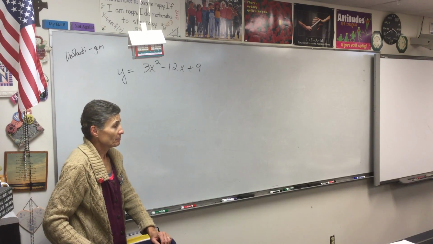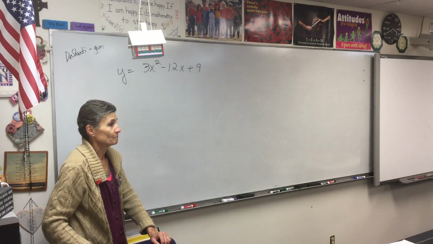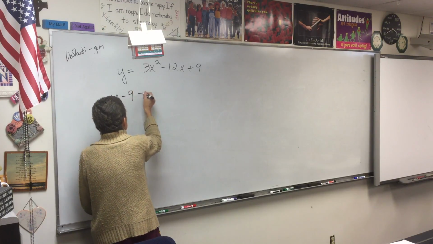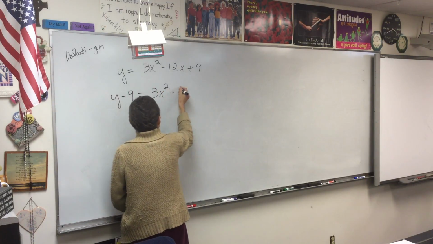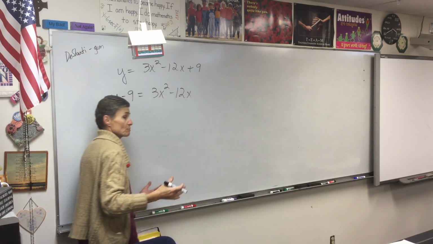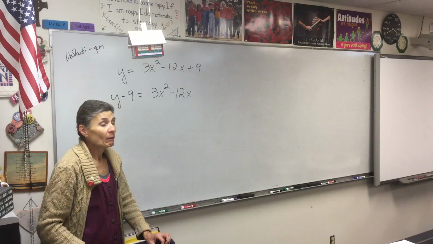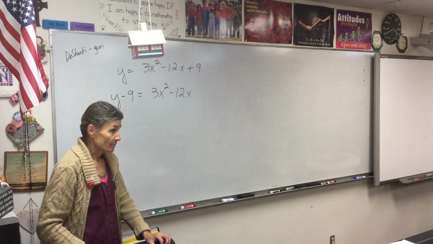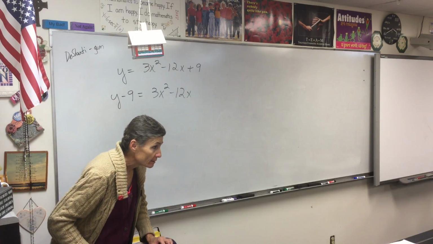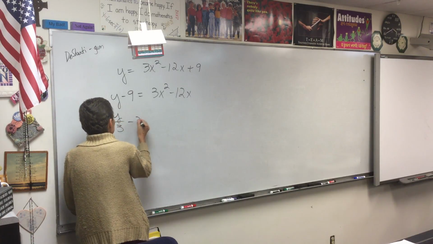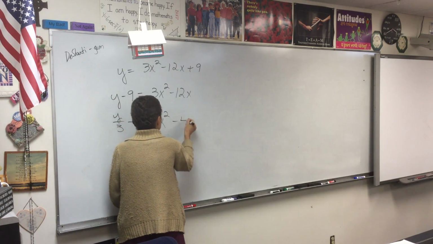Okay, how do I complete the square here? What do I need to do? Subtract 9. Or no, divide by 3. No, well, it doesn't matter. It's okay to subtract 9 first. You don't have to subtract 9 first, but it's okay to do that. Now, however, we have to do something. Now we have to do what? Divide by 3. So I'm going to divide everything by 3.